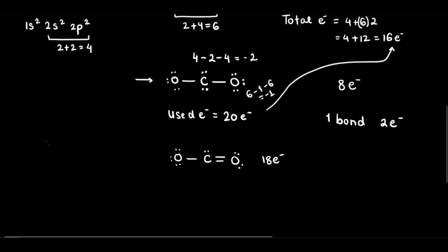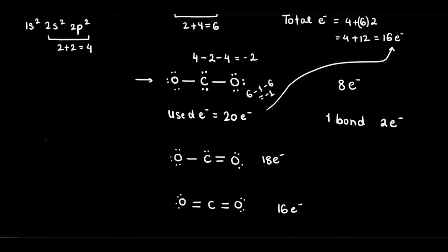So to compensate for that, let's again make one more bond. So we have 2 bonds now. And carbon has 8 electrons because it has 4 bonds. Oxygen needs 2 more, and the other one needs 2 more. And now if you count the total number of electrons, 16 electrons have been used.